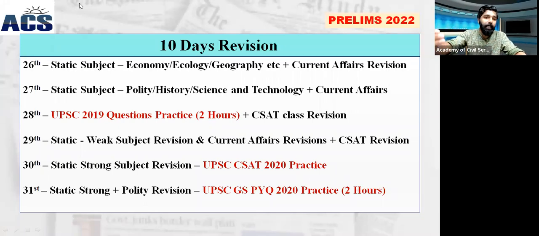Maybe you are strong in mathematics, maybe you are strong in reasoning, but it is not about whether you are strong or weak. It also matters how much speed you are able to solve a question with in the prelims examination, in the case of the CSAT paper, which is the second paper you attend after GS1. So you can schedule CSAT class revision on the 28th, the same day you practice the entire 2019 paper and spend 2 hours on it.